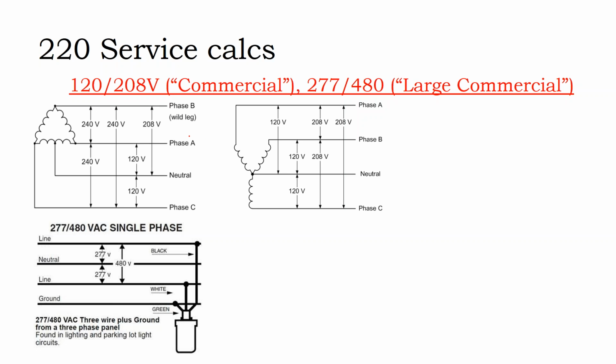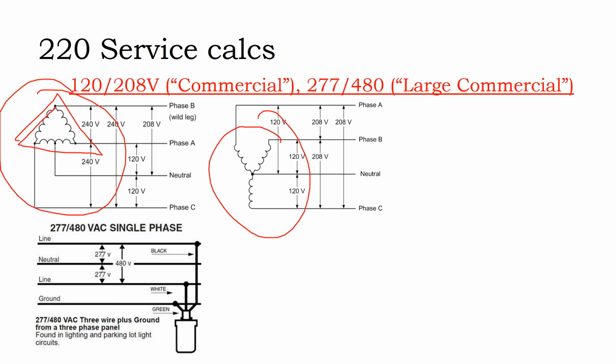Also, in commercial, you get different transformer wiring. So this is a delta wiring versus a Y configuration wiring. And the important takeaway is that they are, in fact, different. If you have a three-phase Y configuration inverter, it's not going to work on a three-phase delta configuration, even if you are told that they have the same voltages.